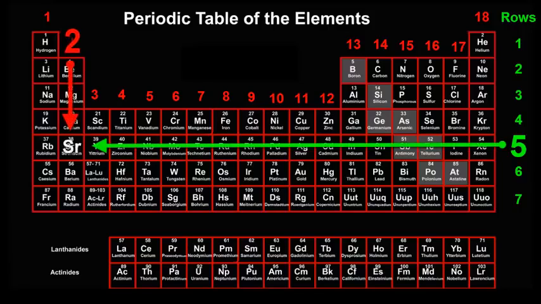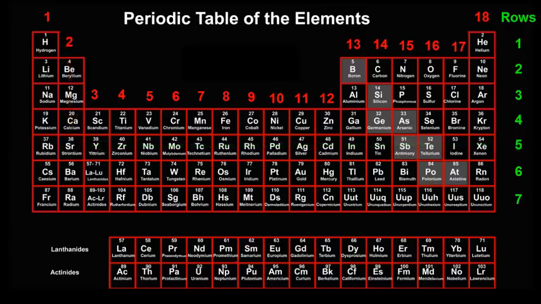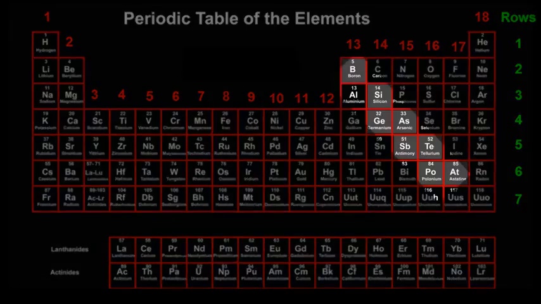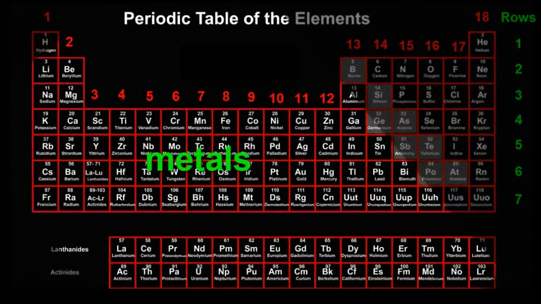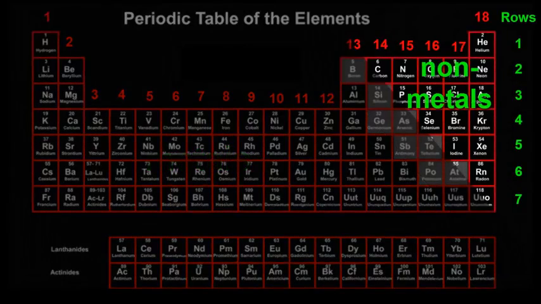But what if you were asked which element is in row 5 and group 2? There can only be one answer: strontium. Each element has its own unique combination of row and group. Can you see the grey diagonal band that splits the periodic table into two parts?